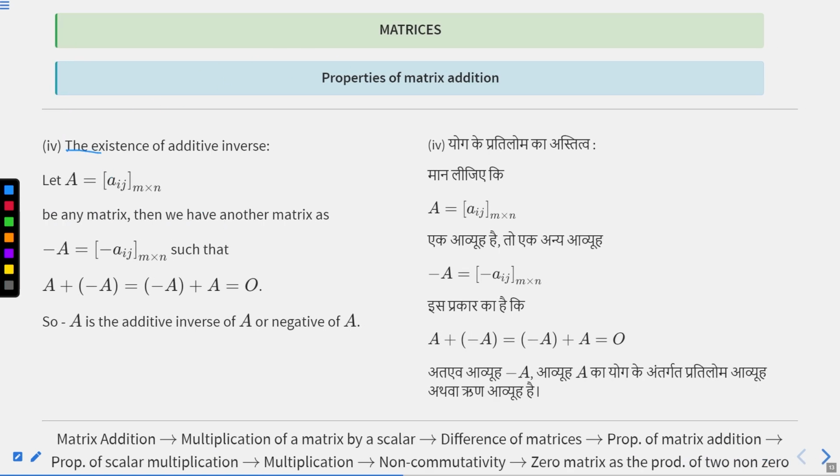The next property of addition is the additive inverse. If you have a matrix a, then minus a will be its additive inverse. What do we mean by that? It's quite simple. If you add these two matrices, you will have the zero matrix. So that's why we call it the existence of the additive inverse. The additive inverse means the matrix which when added to a will give you 0.